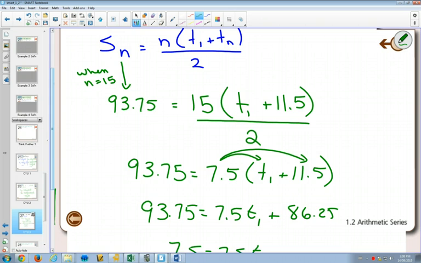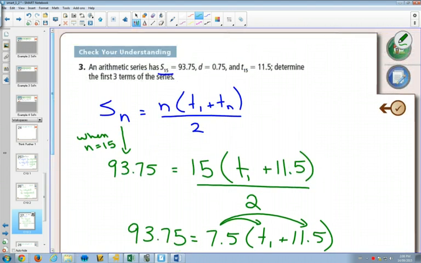Now it asked us to find the first 3 terms. Now that we know that the first term, term 1, is 1, and we know that the d value is 0.75, we could just add 0.75 and say, well, term 2 has to be 1.75. And if I add 0.75 again, term 3 will be 2.5.